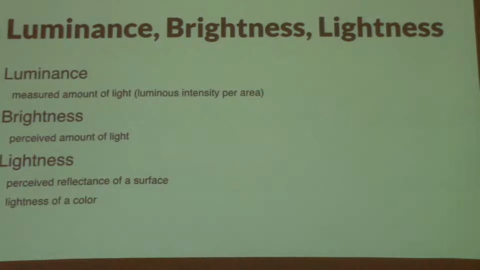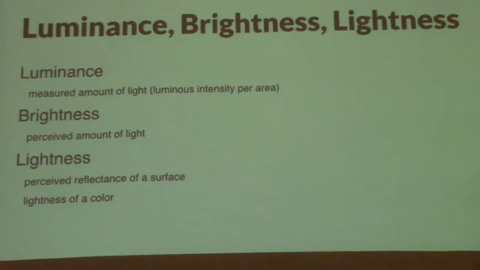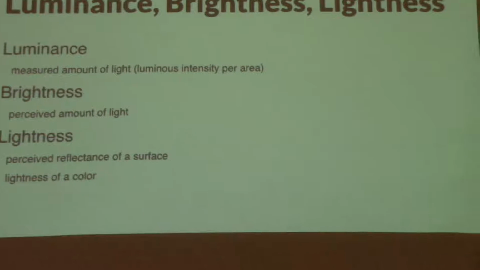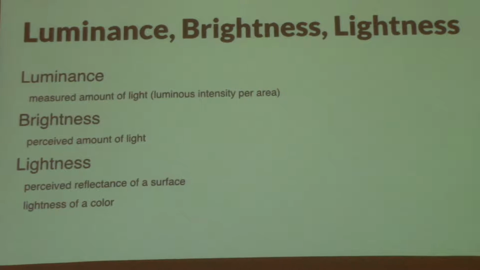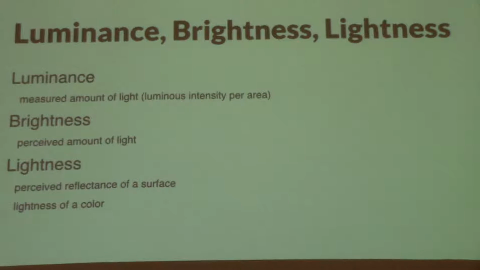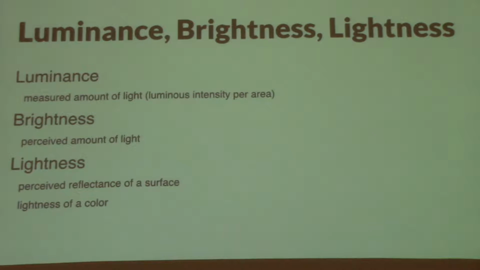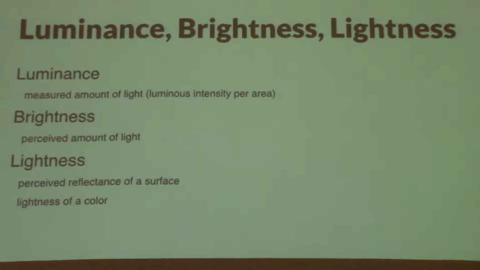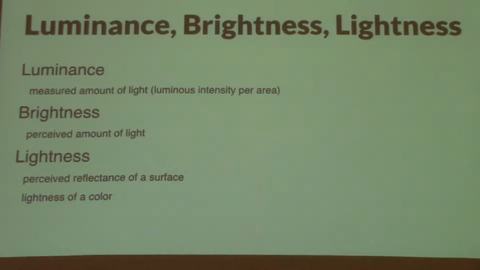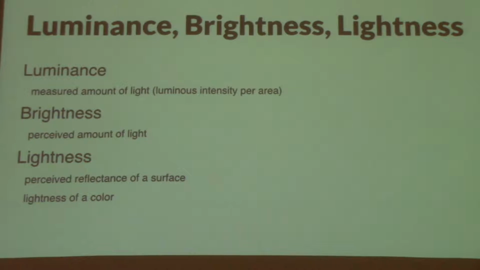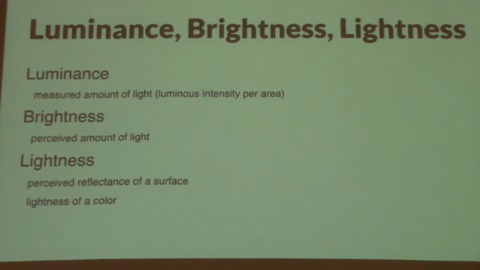Luminance, brightness, lightness, these are things that you will encounter occasionally. Luminance is the measured amount of light. If I have a sensor and I try to measure the light, it would be measured in luminance. It's luminous intensity per area. Brightness is the perceived amount of light, and those two things are not the same. Lightness is the perceived reflectance of a surface. So this would be lighter than, let's say, the blackboard. And we also have a thing that we think of as the lightness of a color.